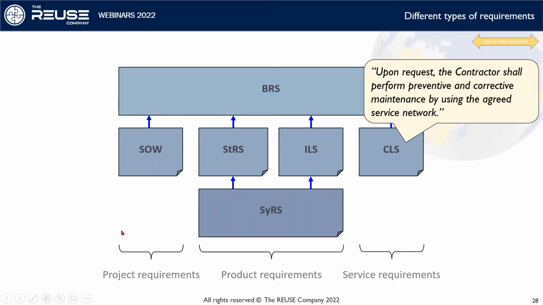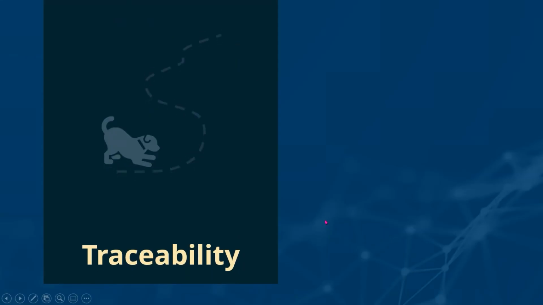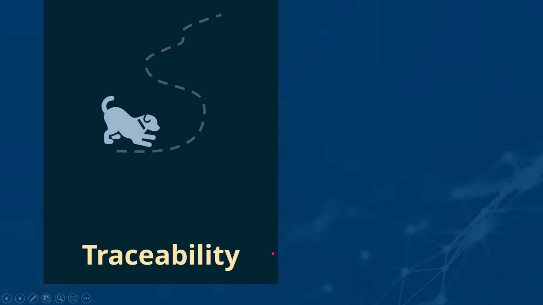So we have levels also indicated in this picture, and we have project requirements, product requirements, and service requirements. If we were to put all of this in one container, we would have a problem. So we need to separate this. Okay, some of the arrows here indicate that we have some sort of traceability.